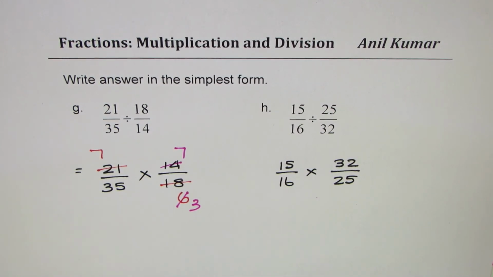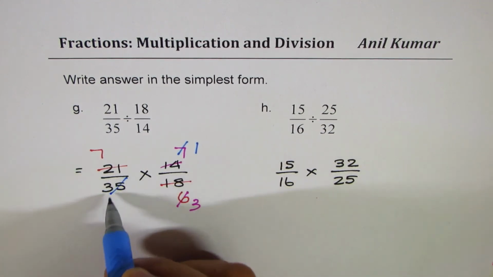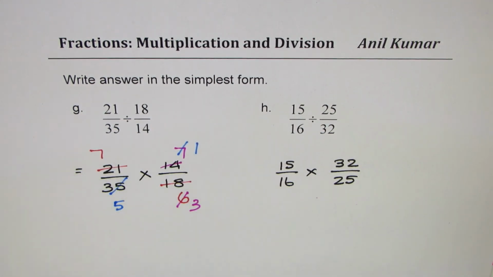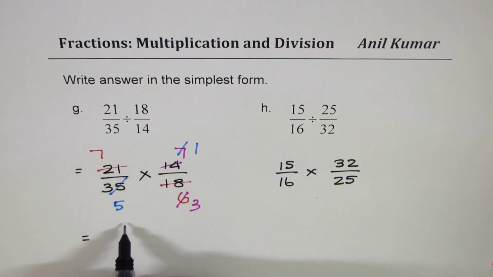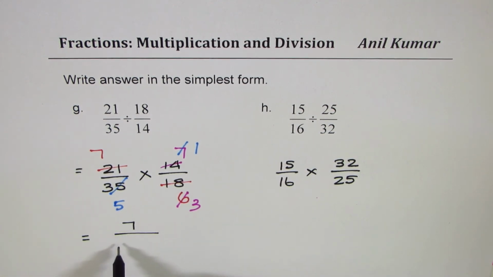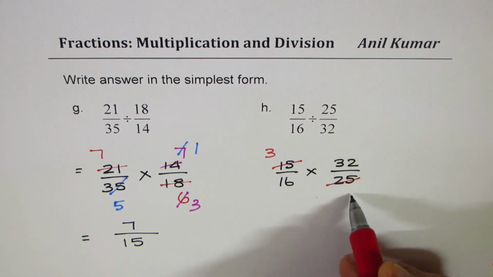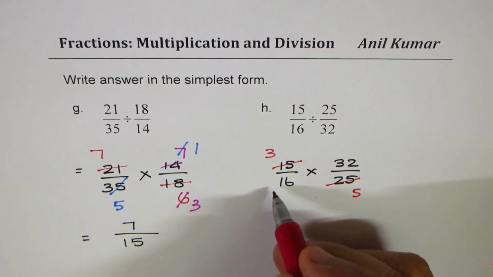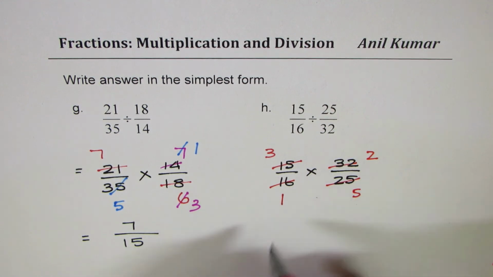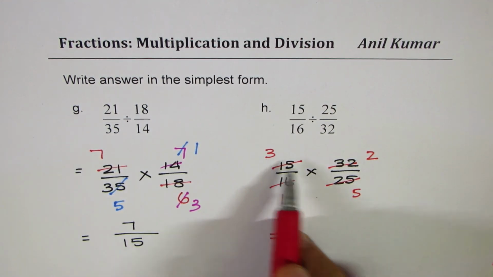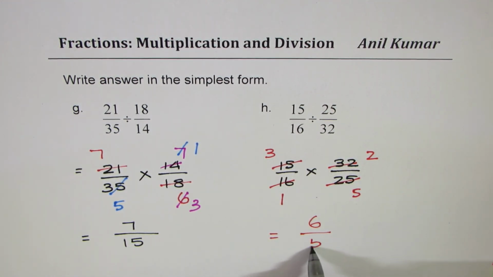Now 7 could go into 35, right? 7 times 1 and 7 times 5. That, I think, is the simplest form. No other common factors. 7 times 1 is in the numerator. 5 times 3, which is 15, comes in the denominator. Perfect. The last one. 15 could be divided by 5. 5 times 3. 25 by 5. 5 times 5. 16 goes 2 times in 32, giving us the result 3 times 2, 6 over 5.